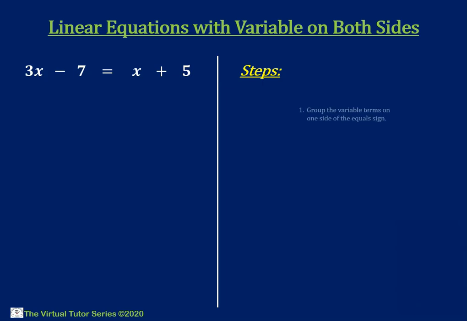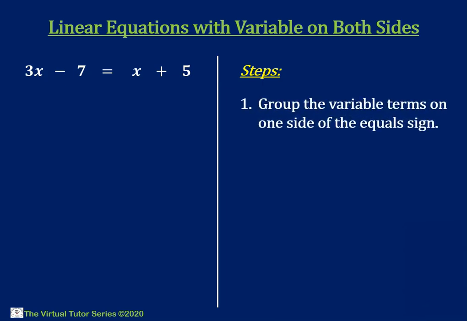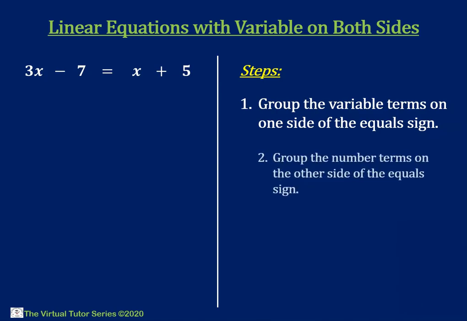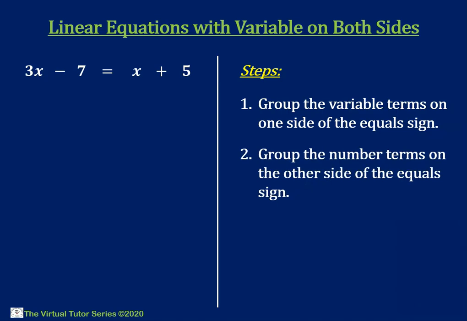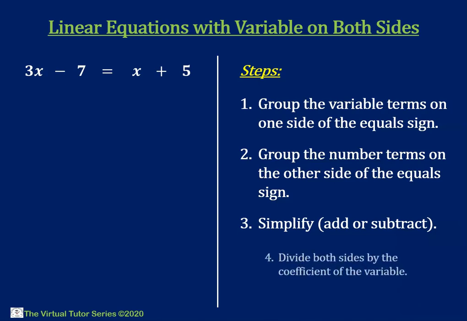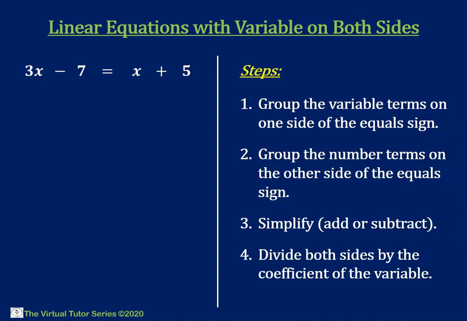Step 1. Group the variable terms on one side of the equal sign, usually on the left-hand side. Step 2. Group the number terms on the other side of the equal sign, usually on the right-hand side. Step 3. Simplify by adding or subtracting like terms. And step 4. Divide both sides by the coefficient of the variable.